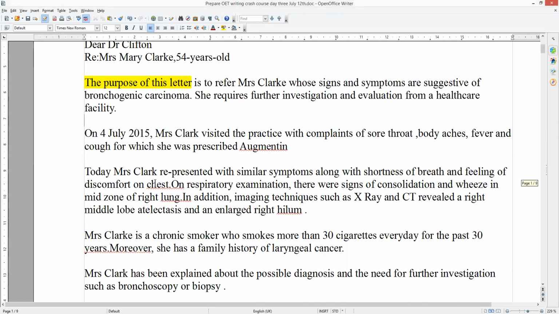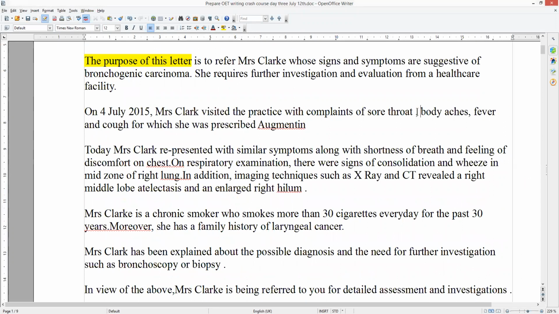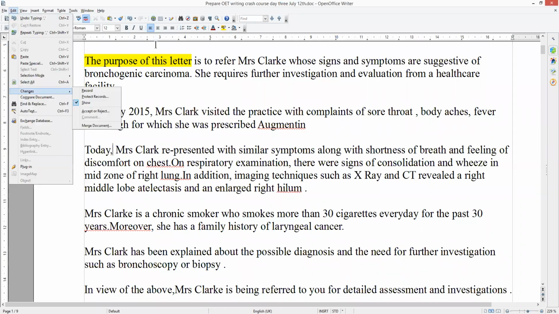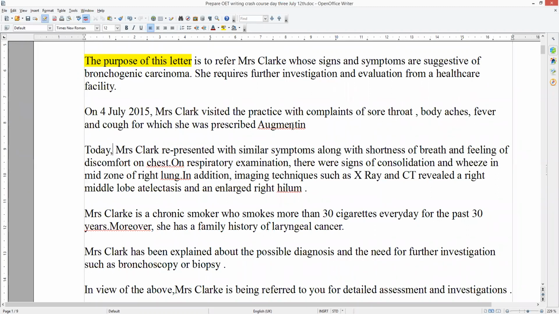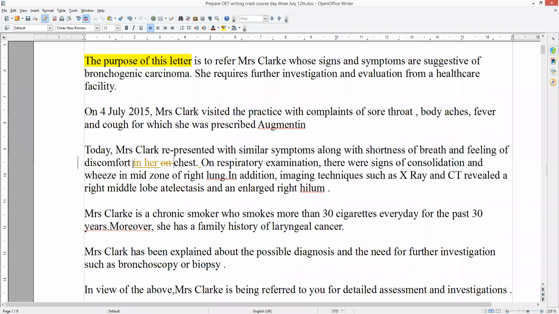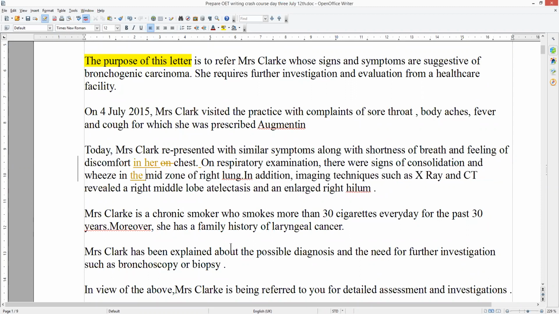Okay. Mrs. Clark visited the practice with complaints of sore throat, body aches, fever and cough, for which she was prescribed Augmentin. Today, Mrs. Clark, hang on, make sure these changes are on. Okay. We presented with similar symptoms along with shortness of breath and feeling of discomfort in the chest, or in her chest. On respiratory examination of sense consolidation and wheeze in mid-zone of right lung. Where's your articles? Articles, don't forget them. Don't make grammar mistakes like that. In addition, imaging techniques such as what? You mean you gave her an X-ray or a CT? Imaging techniques such as, okay.